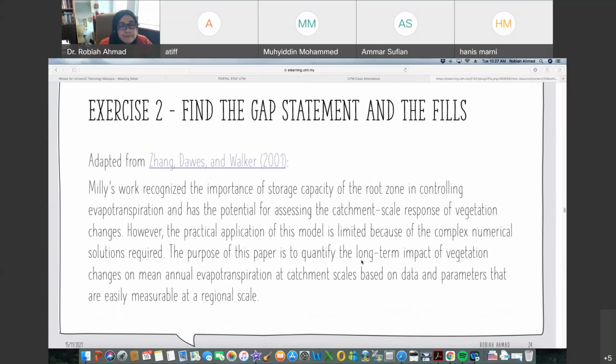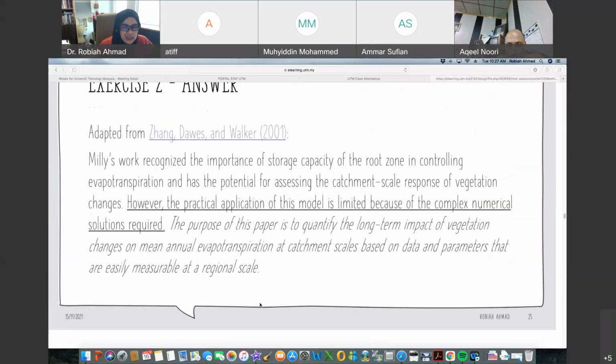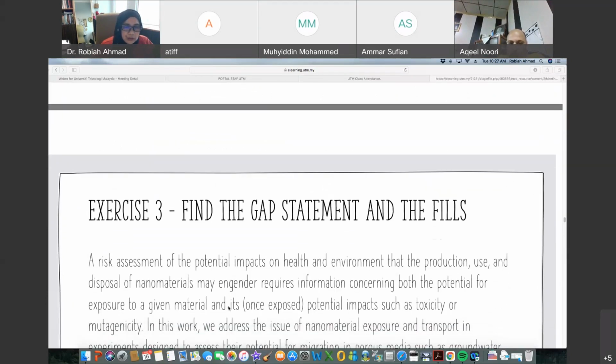Very clear? Where is the gap? Class? Practical application of this model is limited because of the complex numerical. Sure, okay. And then the fields? The last, the purpose of the paper. Okay, so however, the practical application is limited because of the complex numerical solutions required. So the purpose, blah, blah, blah, is the final one.